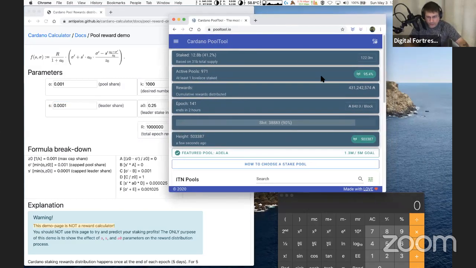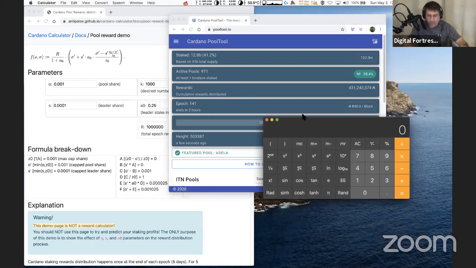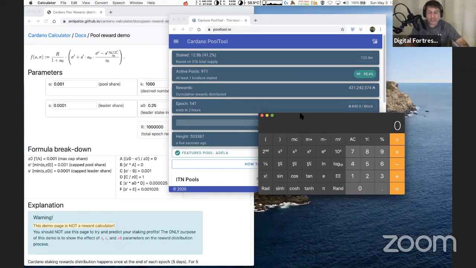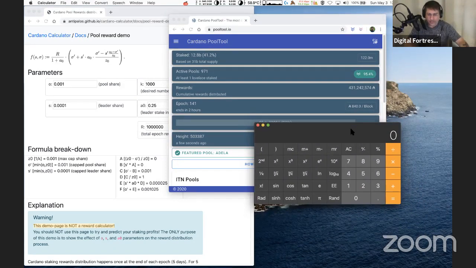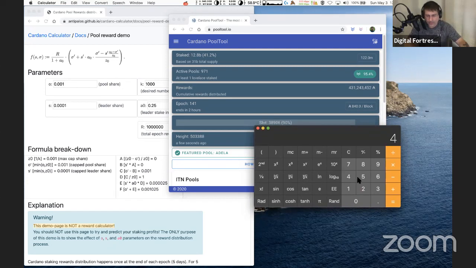So I go over to Pool Tool from Papa Carp, Stake Ticker Love. Okay, 431 million by 141 epochs. This will give me a rough number for what R is. And if I'm wrong, please let me know in the comments down below. But this is about as close as I can get for now. Let's say I took 431 million and divided by 141 epochs, and this is just to get me the ballpark. That gives me about 3 million.